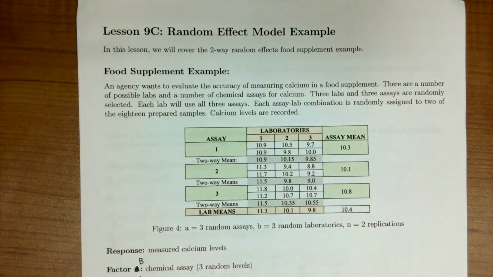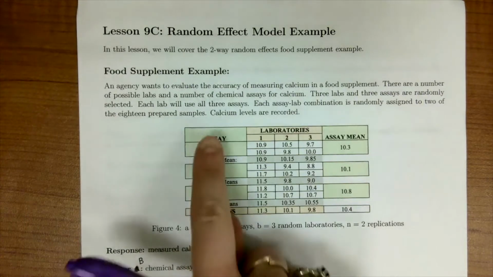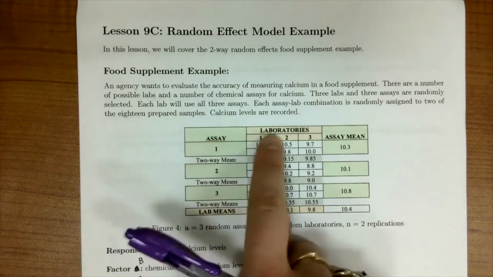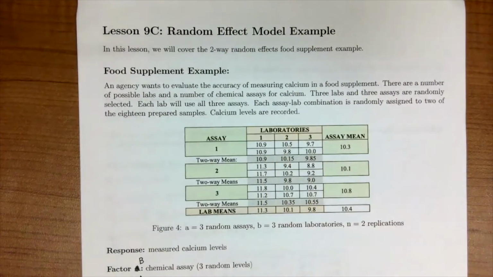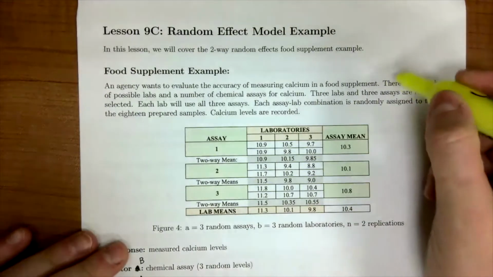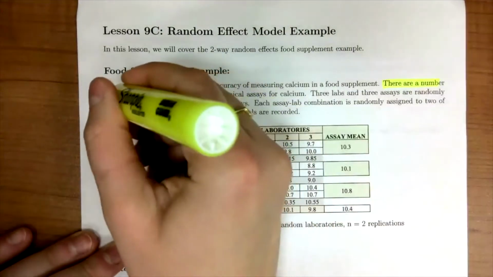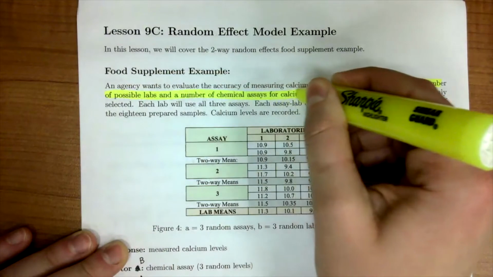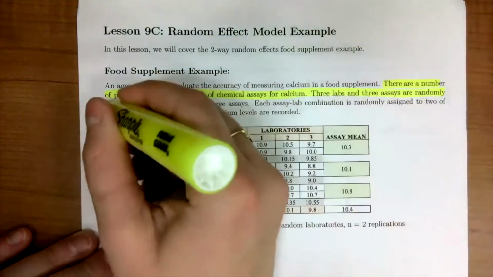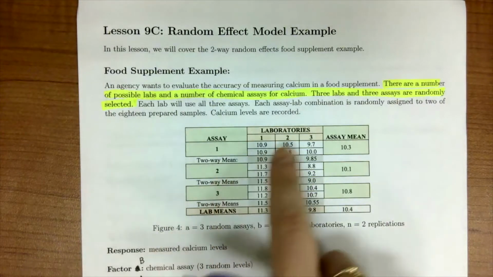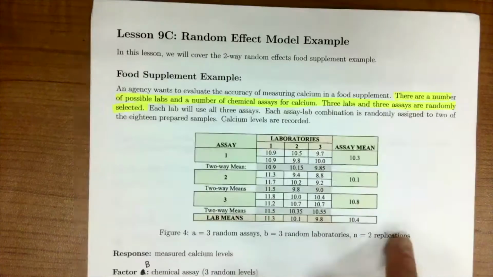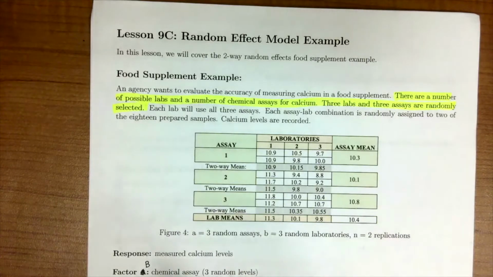Okay, this problem is setting us up to be a two-way random effects. Why two-way? Because we have a treatment for assay and a treatment for lab. We know it's a random effects model based on this statement right here: we have multiple labs and calcium assays, but we're only randomly selecting 3 of each. It doesn't have to be 3 assays in 3 laboratories. I could have had 3 assays in 4 laboratories, but that's not the problem.